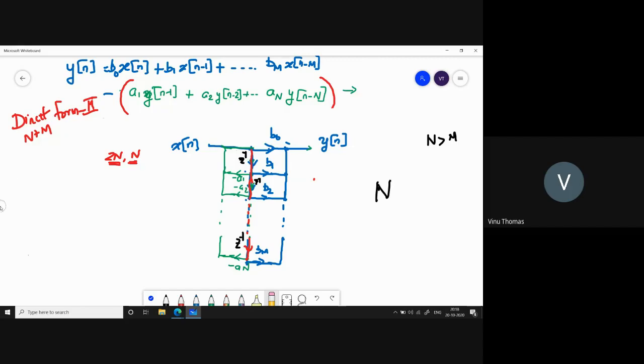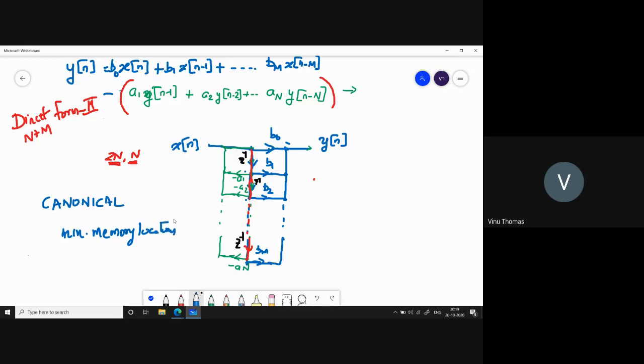And you call the structure which requires the minimum number of memory locations the canonical structure. So a canonical structure is a digital filter structure that requires the minimum number of memory locations. So this is important.